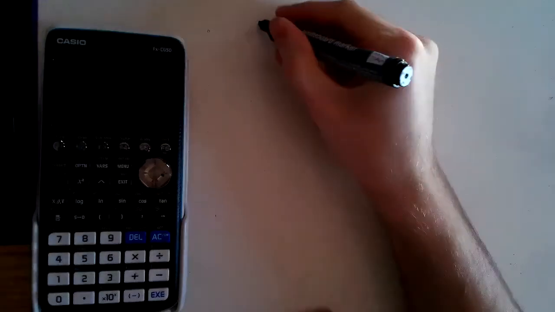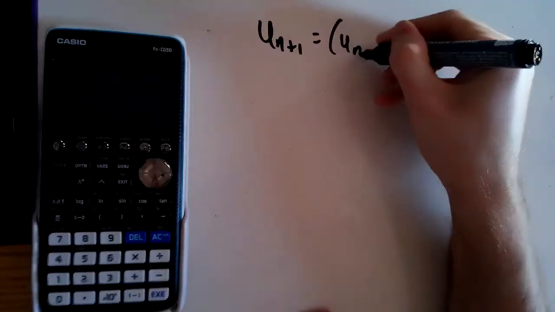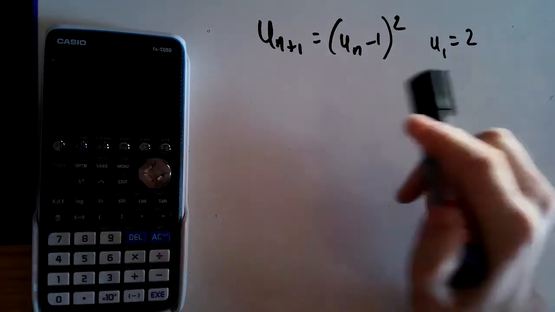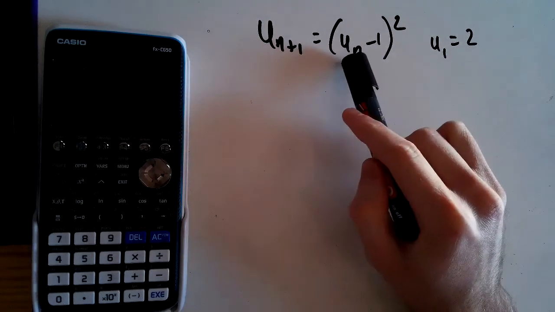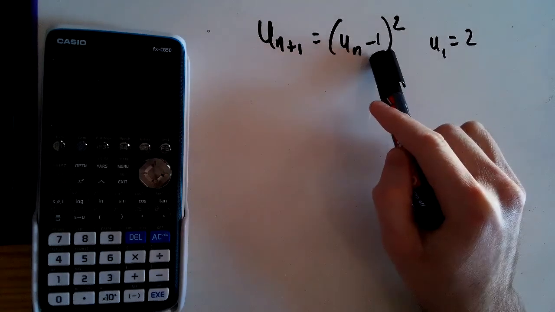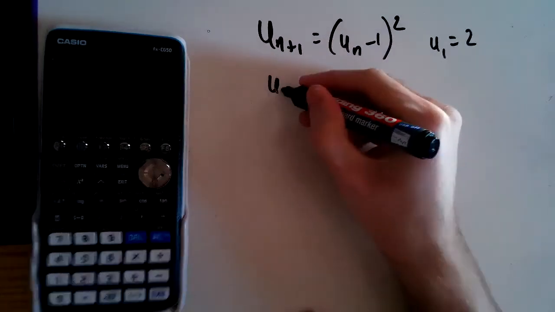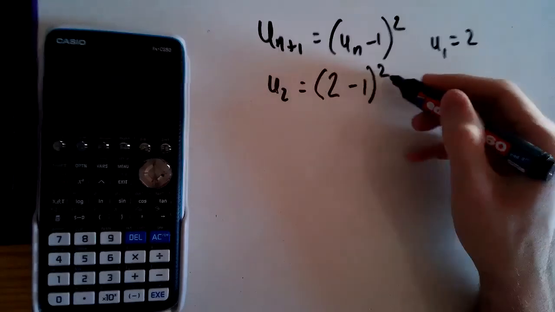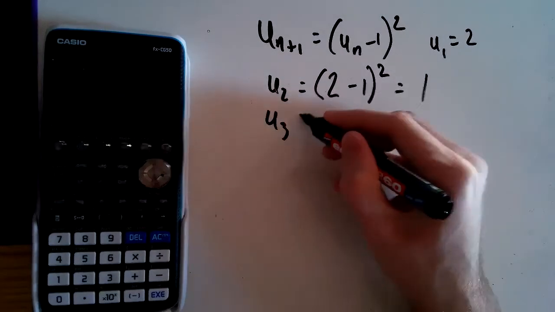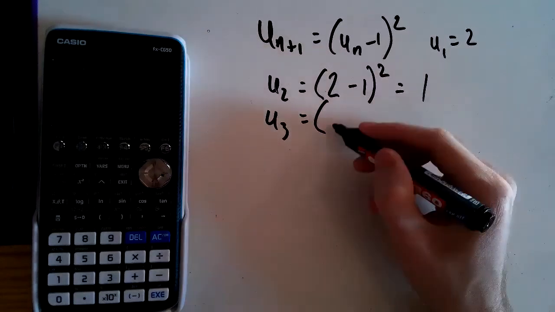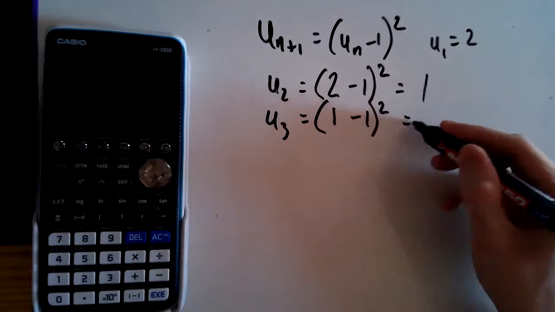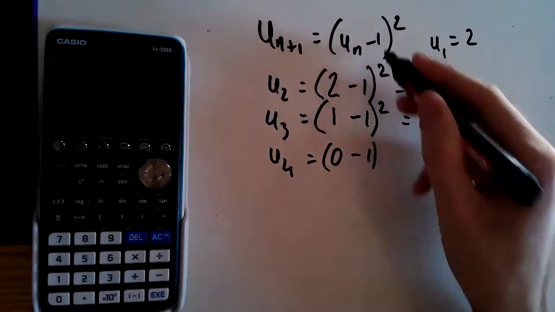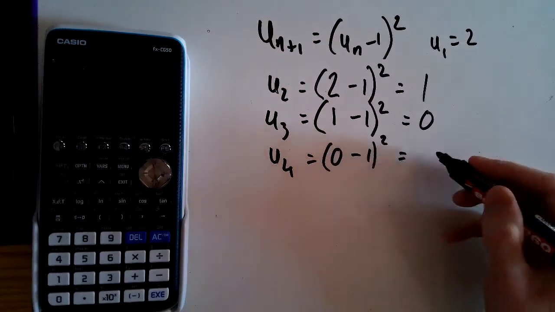Fourth one, we've got u n plus 1 is u n minus 1 squared, and u1 is 2. So this formula just means to get the next term, I get my current term, I take away 1 from it, and I square it. So to get u2, I would do u1, which is 2, take away 1, and square it, so I get 1. To get u3, I would do u2, so I do 1 minus 1, square it, so I get 0. To get u4, I do u3, so 0 minus 1, square it, so minus 1 squared is 1.